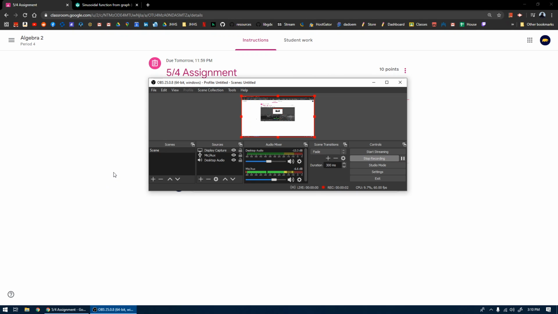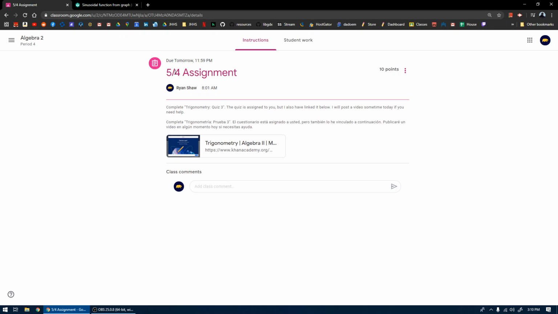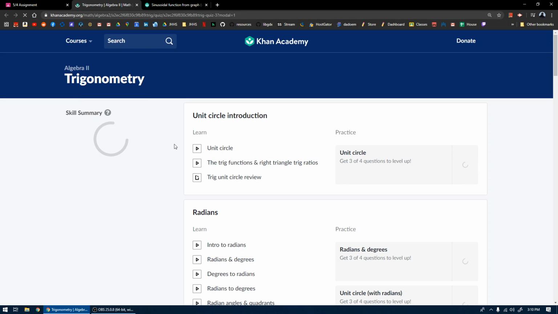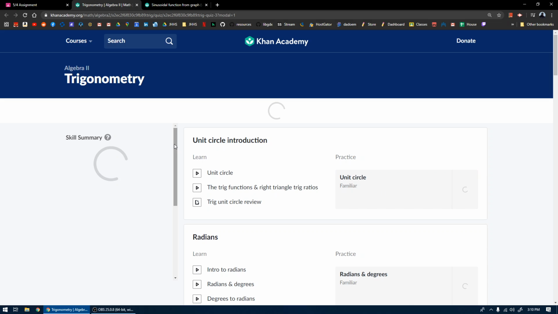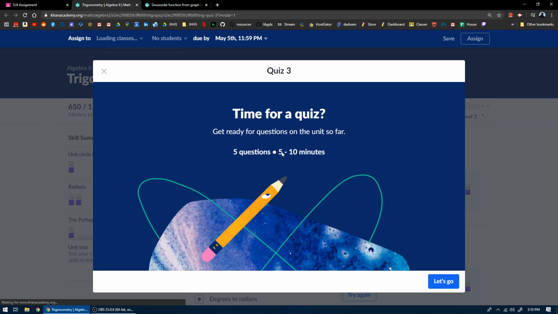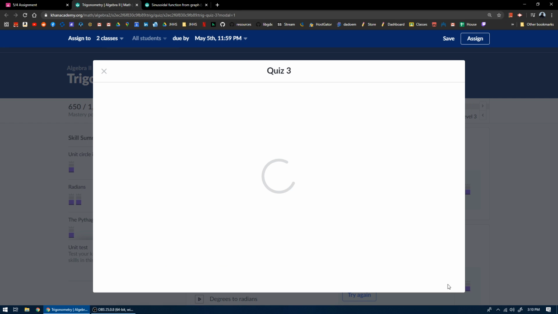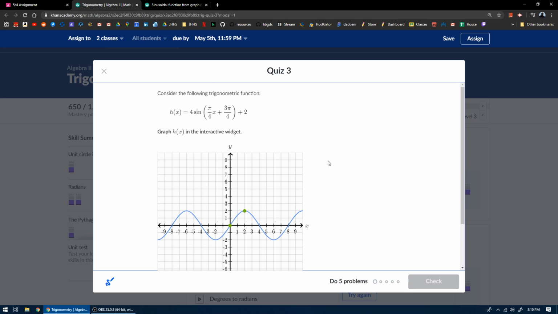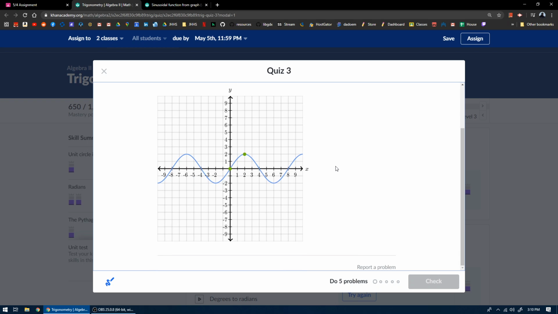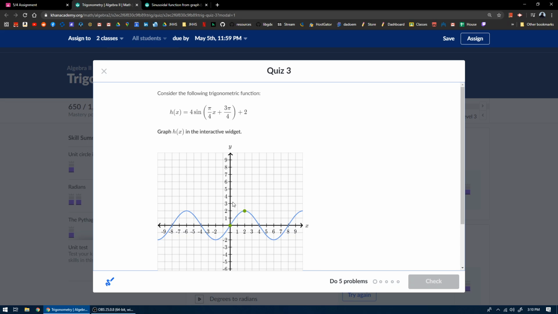Hey everyone, today I'm going to be covering the May 4th assignment. This is the Trigonometry Quiz 3 that I assigned to my Algebra 2 classes. This covers what's called sinusoidal graphs. Just like we know what the graphs of sine and cosine are, now we're transforming them to look in different shapes.